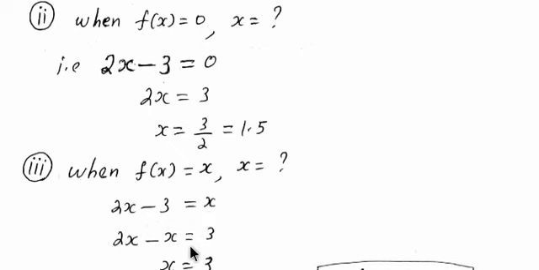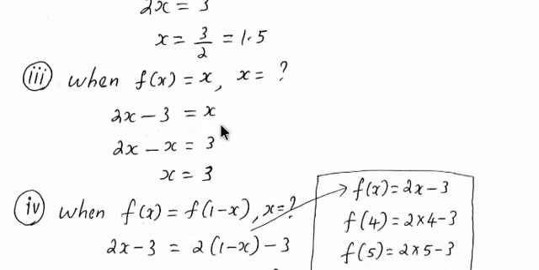Then simplify. Here plus x can be taken to the left side, becomes minus x. Here 2x is 2x. Take this plus x to the left side, becomes minus x. Then take this minus 3 to the right side, becomes plus 3. Here 2x minus x is equal to x, or 1x is equal to this value 3. Therefore x is equal to 3.